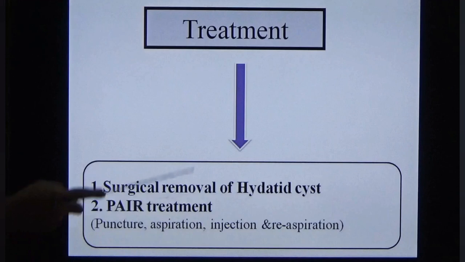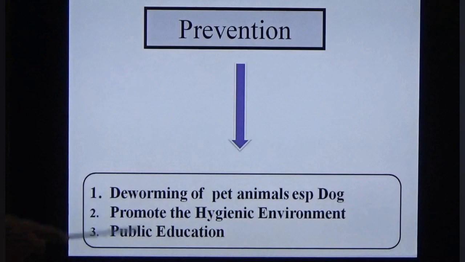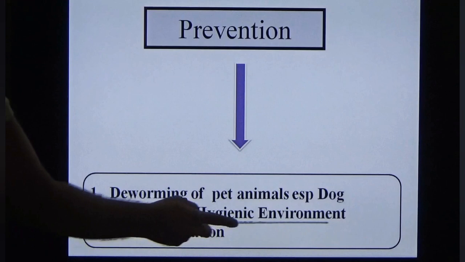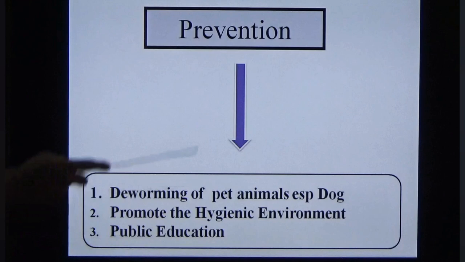Okay. So how to prevent? Prevention is through deworming of pet animals, especially dogs. It's very important. Promote a hygienic environment in the place, and public education about dog tapeworm. So that is the prevention method.